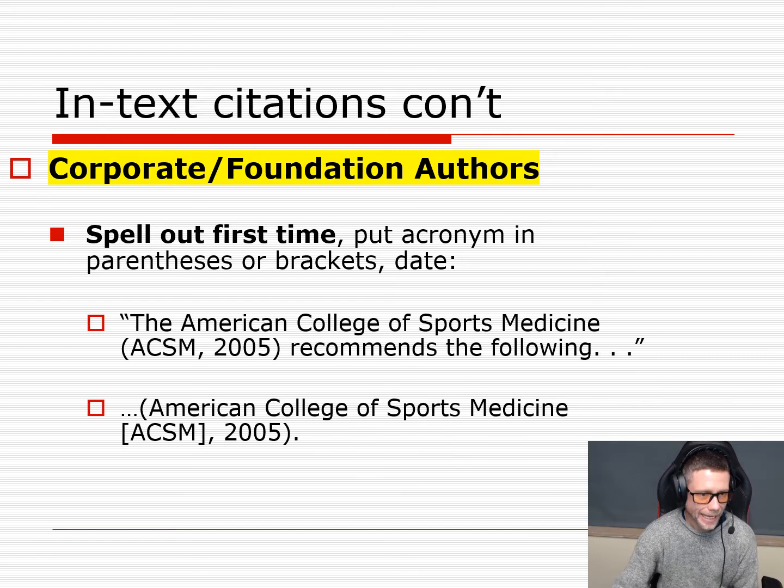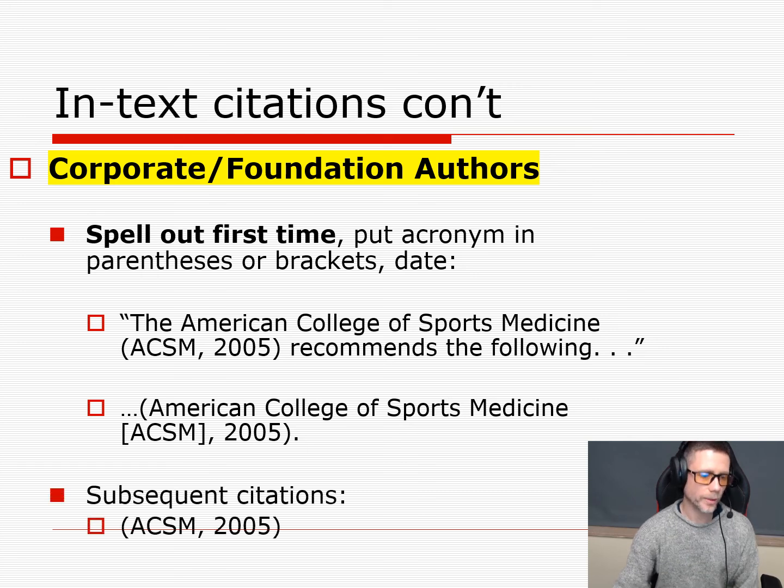If you are using an organization name that maybe put out a report, such as the American College of Sports Medicine, mid-sentence, you spell it out the entire way. You can use the acronym in the sentence, comma, the year. If it's at the end of a sentence, you might put the acronym in brackets, and then in all subsequent citations, you can use the acronym. But the very first time that you cite it, spell it completely out, then you can use the acronym afterward.